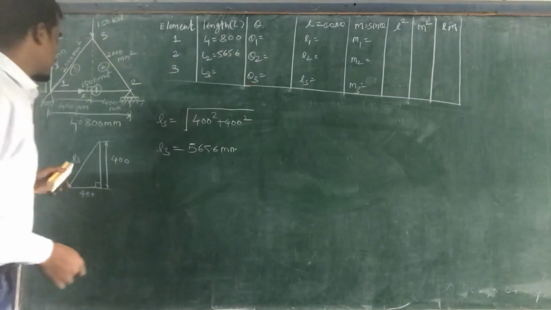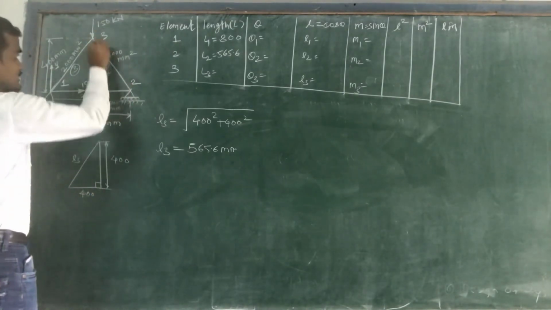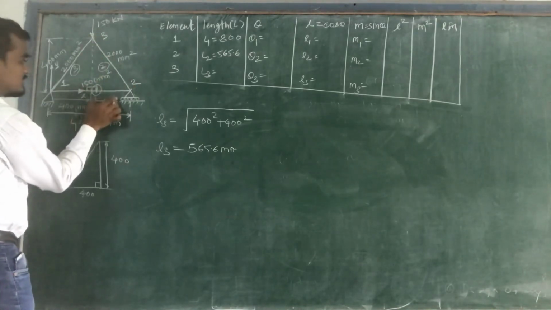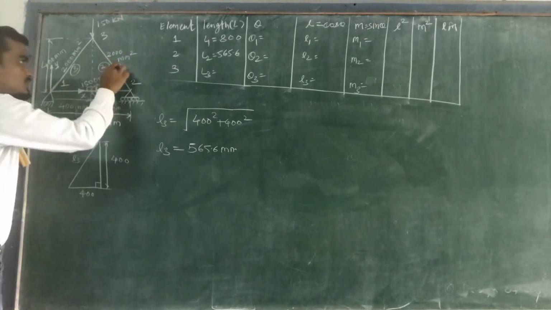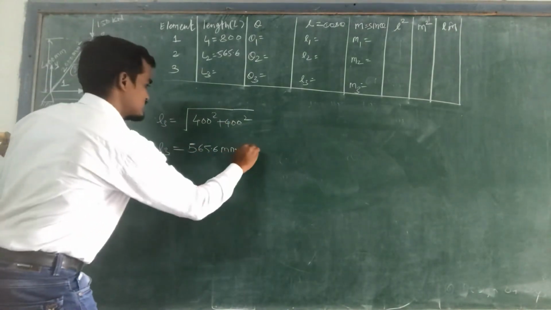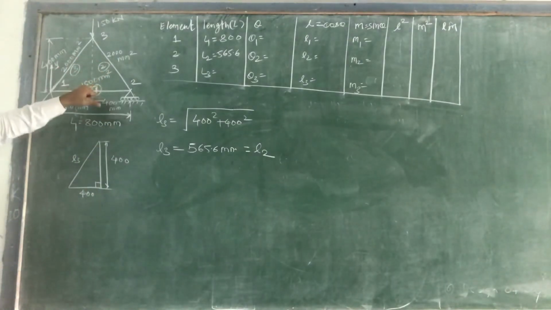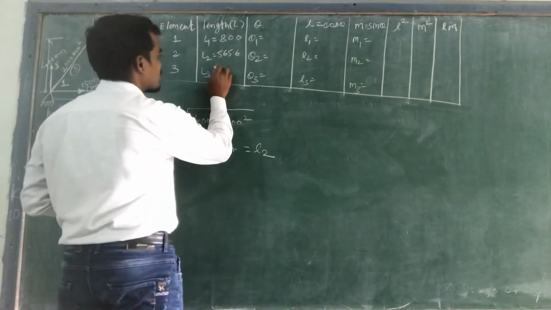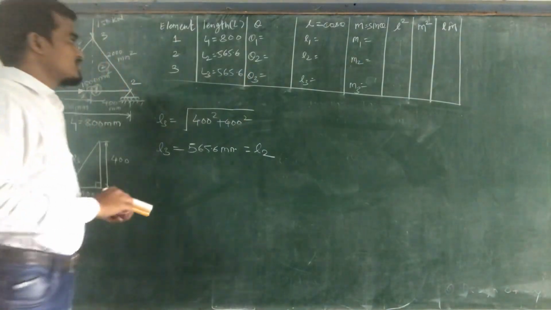Similarly, L2. For this L2, we will use this right angle triangle. By using this right angle triangle, this length is 400, this length is also 400. So you will get this L2 same as L3, because we are using the same lengths, 400, 400. By using this Pythagoras theorem, you will get L2 and L3 equal to 565.6 mm.